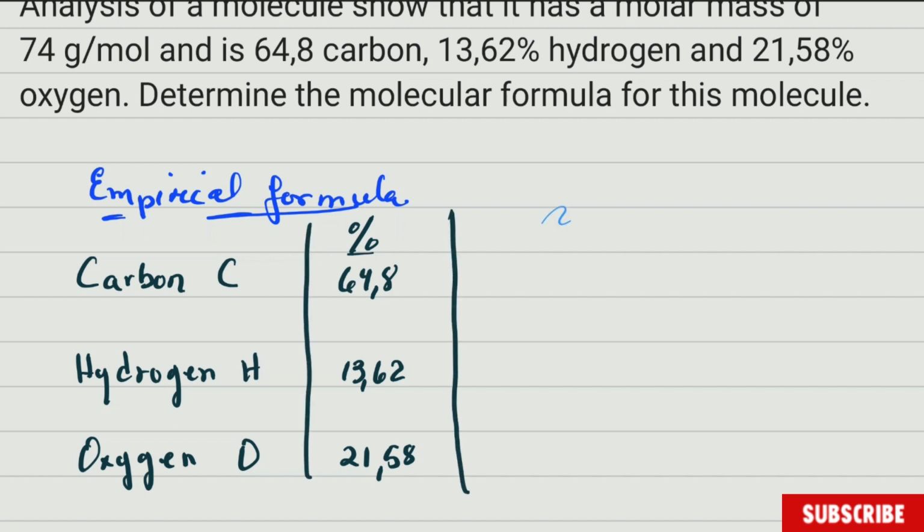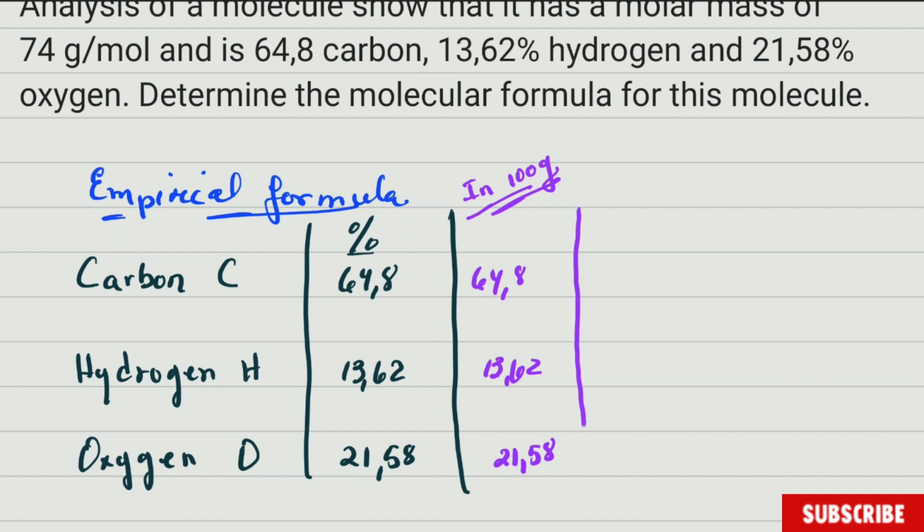Then we are going to do the following. We assume that we're working with 100 grams, and if we're working with 100 grams, then out of 100, 64,8 grams will be for carbon, 13,62 for hydrogen, and 21,58 for oxygen. So it is the same as the percentage, because we are now considering a sample of 100 grams.